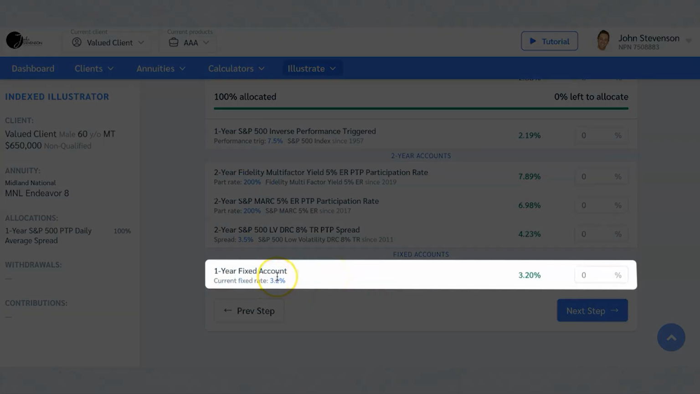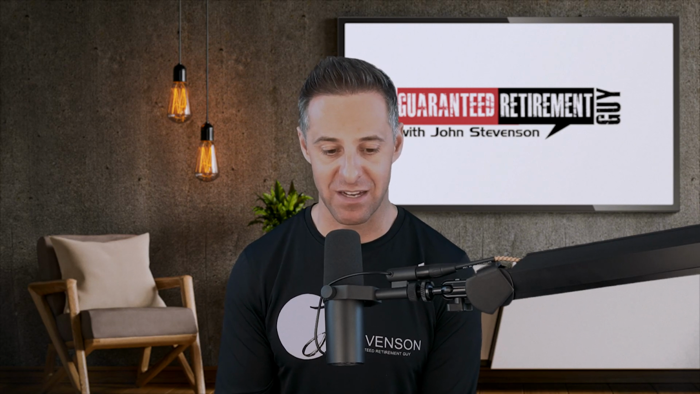And then they've got a 1 year fixed account, which is very similar to a CD. If you want to just throw money into that, you can get 3.2. But of course, if you're doing an index annuity, I would recommend you play with the indexes. You typically will have more growth that way. All right, so I hope this has helped.